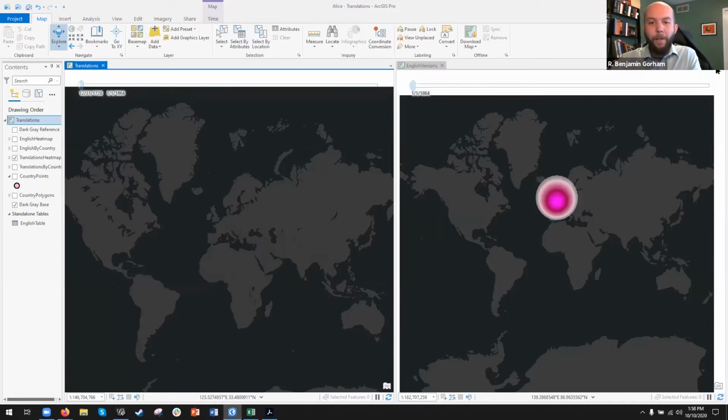What I have here is a window into ArcGIS Pro. It's one of the industry standards for GIS software. And we have two maps that it's going to display. We're going to display the translations on the left side and the English versions on the right side.